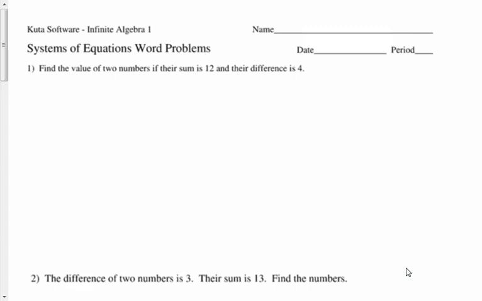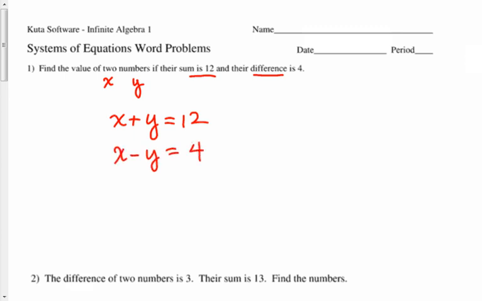So this first problem says find the value of two numbers if their sum is 12 and their difference is 4. Let's let the two numbers be x and y. If their sum is 12, then that's the equation x plus y equals 12. And it says their difference is 4. That means when you subtract them, you get 4. So let's write x minus y equals 4.